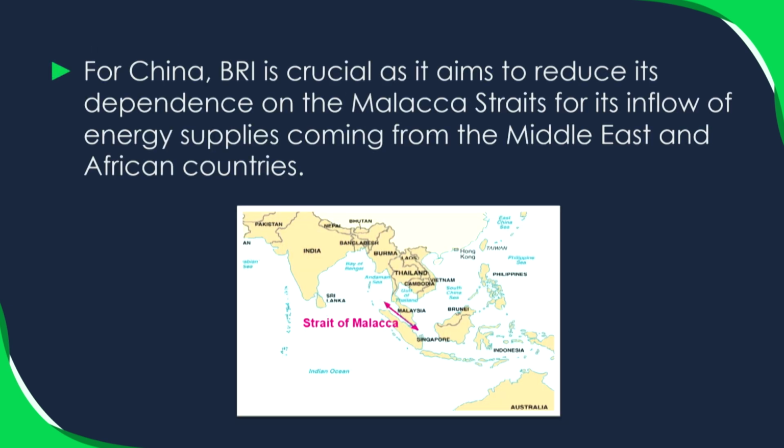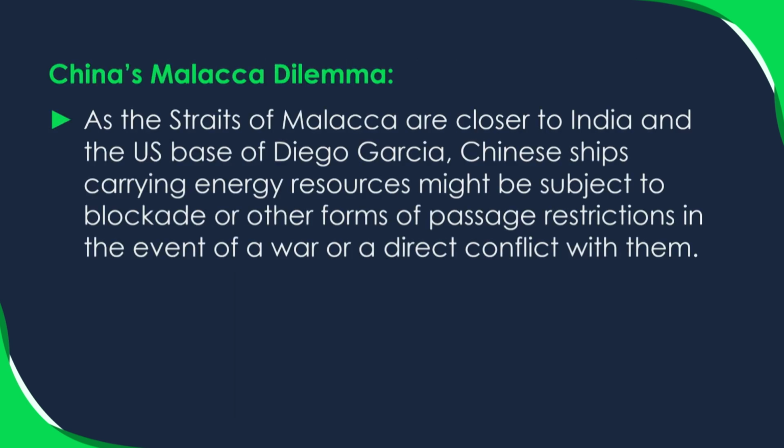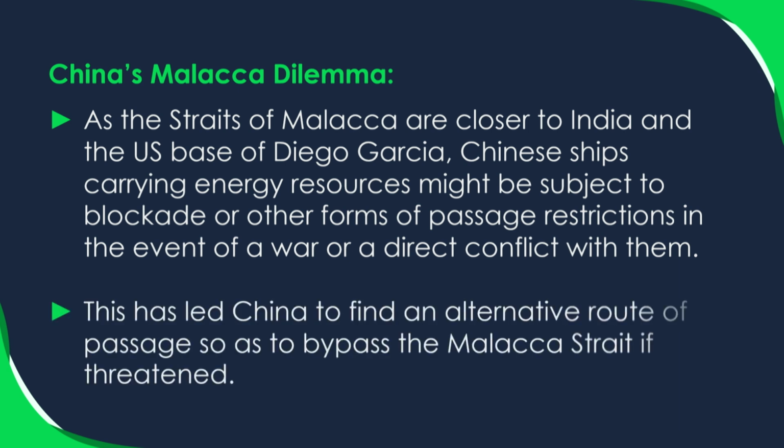For China, BRI is crucial as it aims to reduce its dependence on the Malacca states for its inflow of energy supplies coming from the Middle East and African countries. China's Malacca dilemma: as the states of Malacca are closer to India and the US base of Diego Garcia, Chinese ships carrying energy resources might be subject to blockade or other forms of passage restrictions in the event of a war or a direct conflict with them. This has led China to find an alternative route of passage so as to bypass the Malacca Strait if threatened.